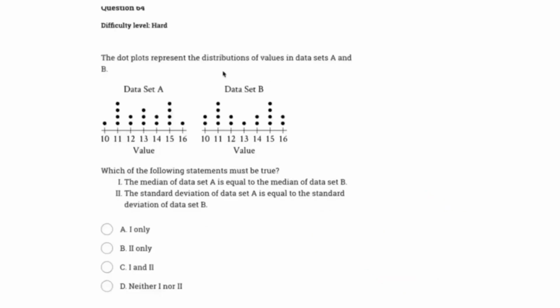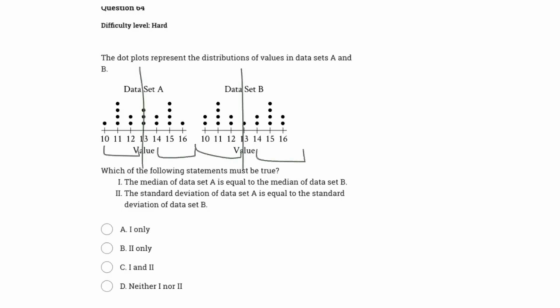Dot plots represent the distributions of values in datasets A and B. Which of the following statements must be true? So clause 1 says the median of dataset A is equal to the median of dataset B. And that's true because both distributions here, you can see, are symmetrical. If I were to draw a line down the middle, you have an equal number of points on both sides, right?